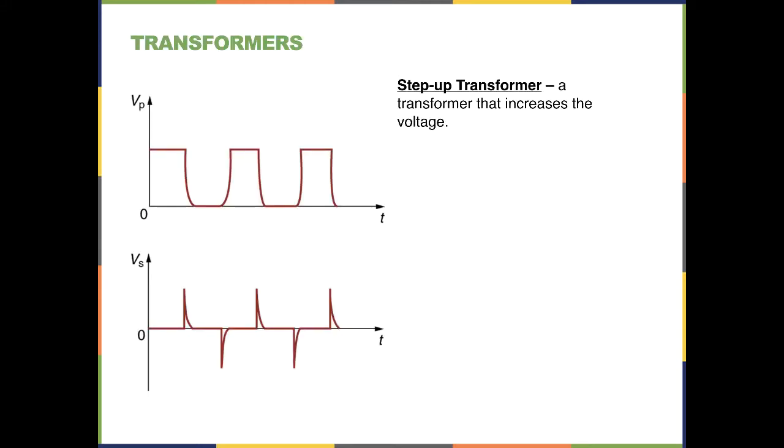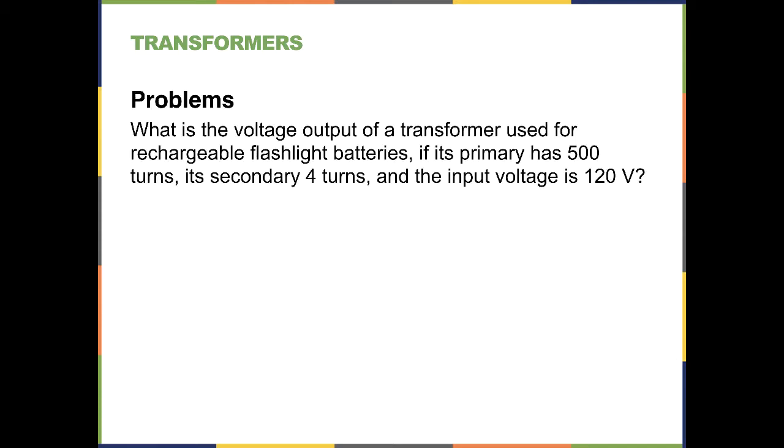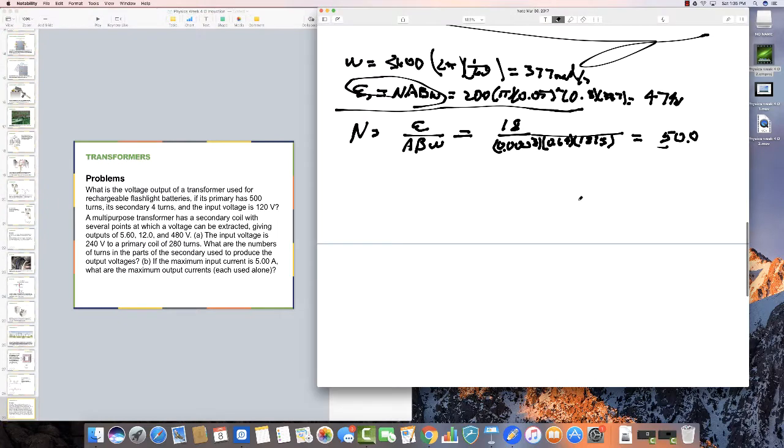Now, a transformer that increases the voltage is called a step-up transformer and has more coils in the secondary than in the primary. And one that decreases the voltage is called a step-down transformer and has more coils on the primary than the secondary. So let's look at a couple of problems with the step-up and step-down transformers.